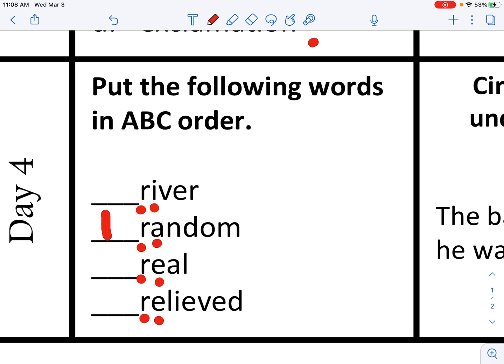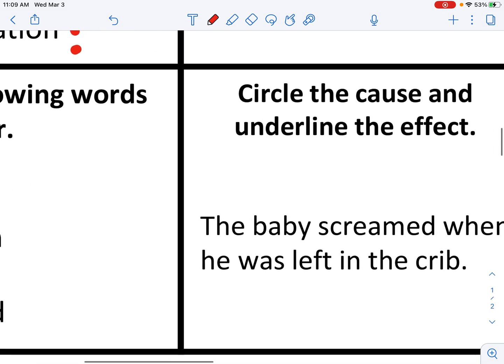Now I'm looking between I and E. Well, think to yourself, A, B, C, D, E. Well, E comes before I, so I know it has to be either real or relieved, which means I need to actually look at the next letter since these both have E in them. This one has A, this one has L. Which letter comes first? A does, obviously. So real would be second, relieved would be third, and fourth would be river.